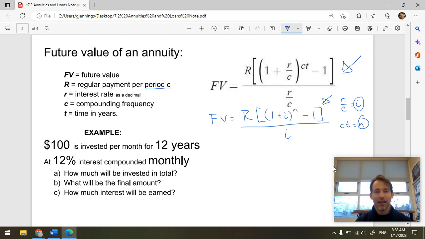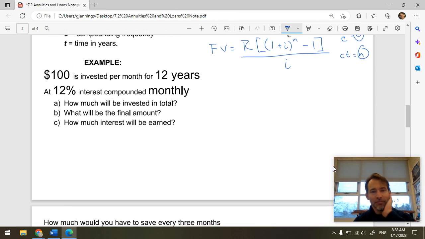So let's go and answer some questions with this tool. All right. So if we know $100 is invested per month for 12 years, at 12% interest compounded monthly, how much would be invested in total? So we want to know the future value of this investment strategy. How much will be invested, like how much would we be paying in? What would be the final amount that we would have in our investment product? So that would be the future value.